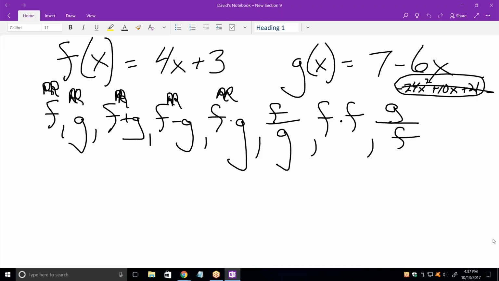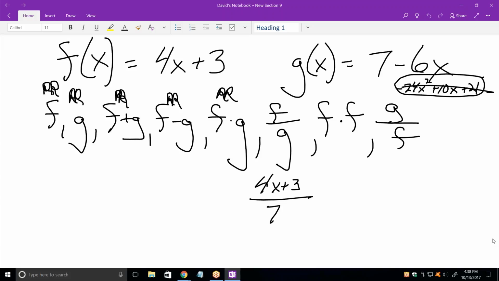Now we're getting into the ones that might have domain restrictions. For example, f divided by g. You just can't have 0, right, as a denominator. Here's what we get.